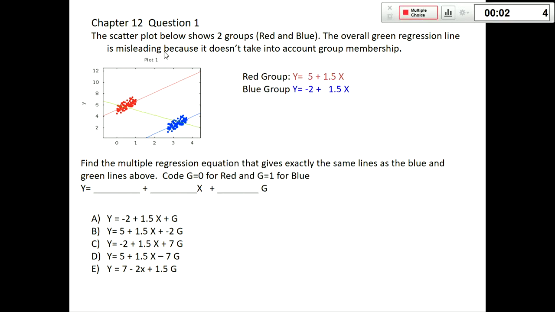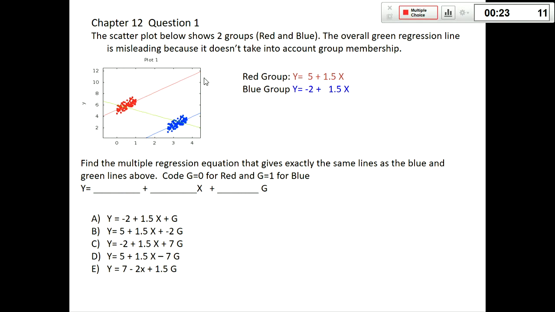All right, so this scatter plot below shows two groups, this red group and this blue group. And this is this overall green regression line. It's misleading. Look, it's saying overall we have a negative effect, even though there's a strong positive effect. There's this positive effect within each group.